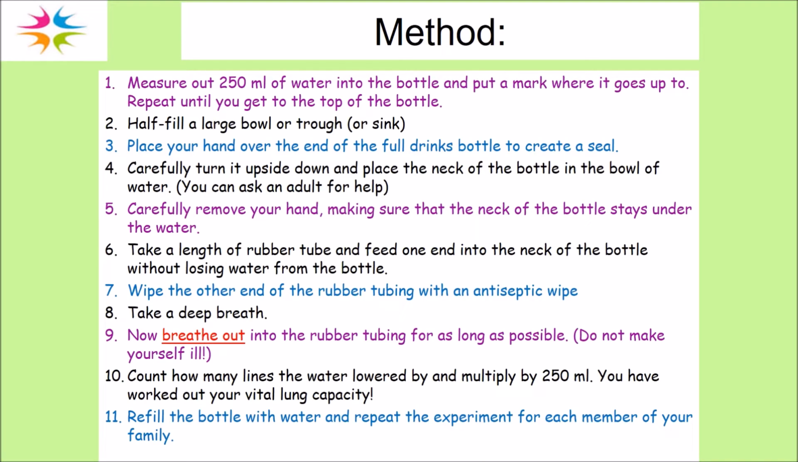So number one says measure out 250 ml of water into the bottle and put a mark where it goes up to. Repeat until you get to the top of the bottle. Half fill a large bowl or trough or sink with water. Place your hand over the end of the drinks bottle to create a seal. Carefully turn it upside down and place the neck of the bottle in the bowl of water.